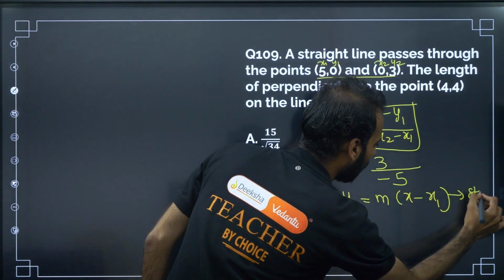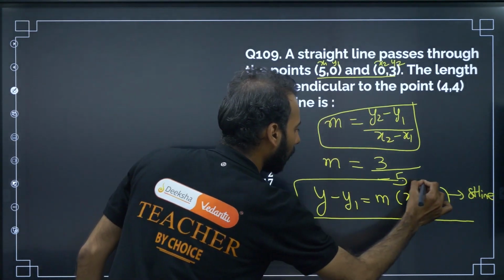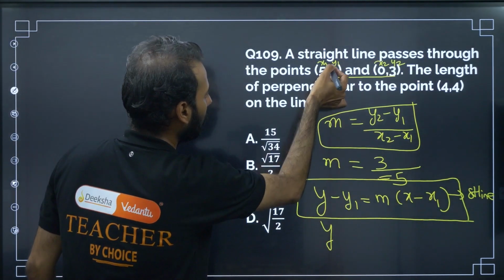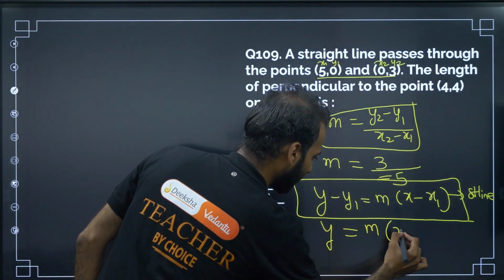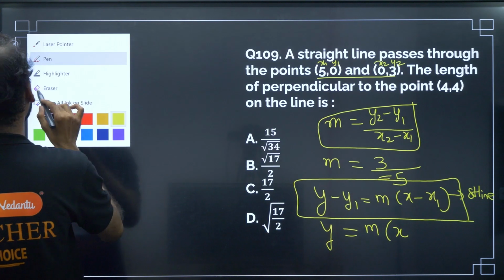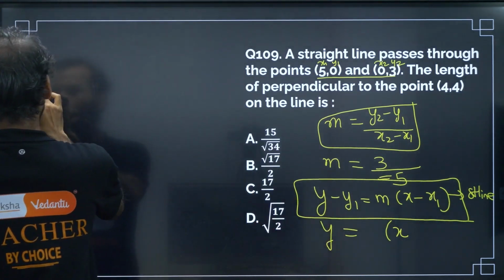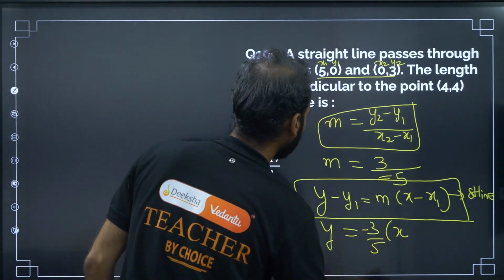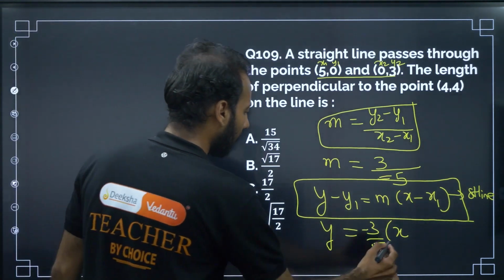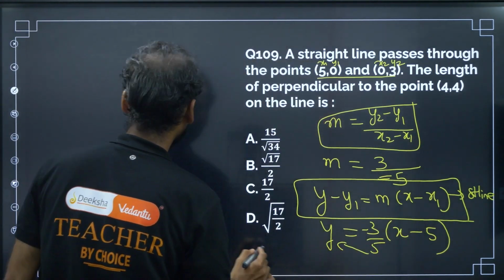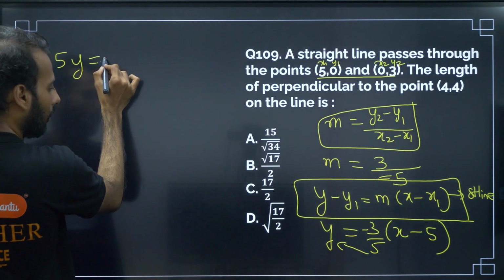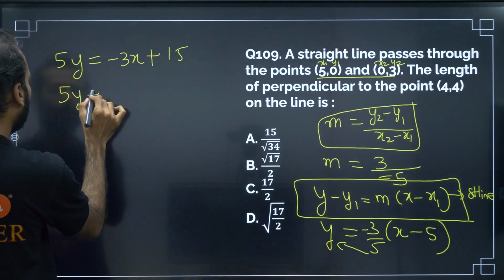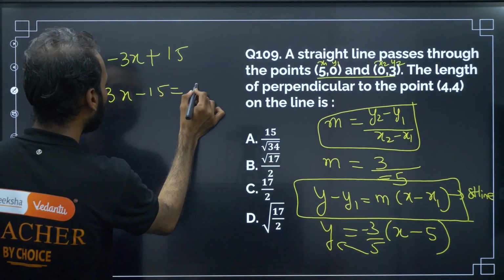This is the equation of a straight line. You don't have to write all these things in the exam. So y minus y1, y1 is 0, and the m value is also known, so let me substitute that also. Since the m value is known, let me write minus 3 by 5 into x minus x1, where x1 is 5. So if I transpose this 5 here, 5y is equal to minus 3x plus 15. So 5y plus 3x minus 15 equals 0.